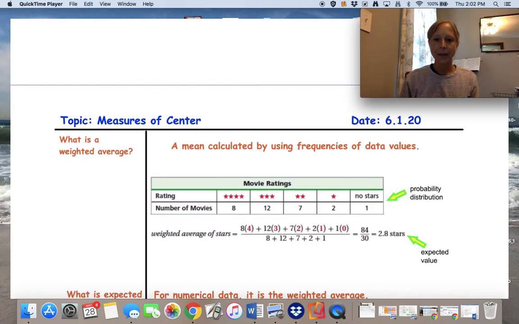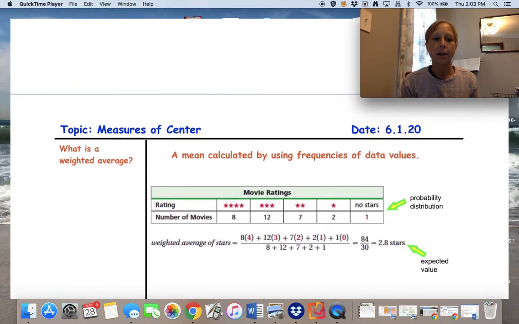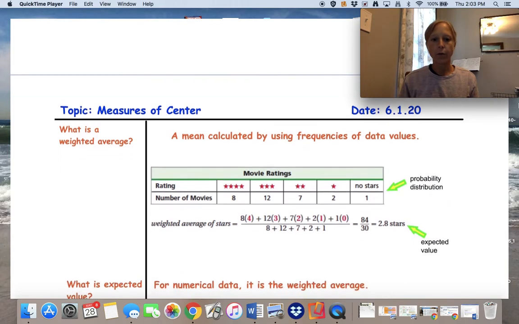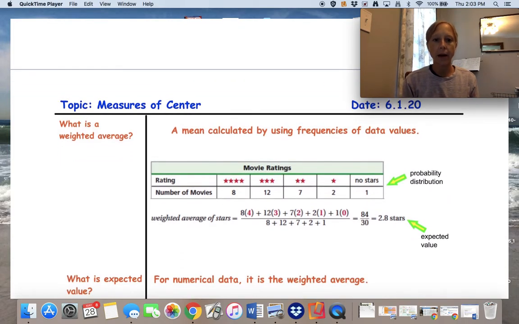All right, so a new topic for today is called a weighted average, or another phrase we have for this is expected value. And what it is, it's a mean that's calculated by using frequencies of data values. A weighted average that you are affected by in your daily life are your grades. We have a weighted average because 70% of your grade is the average of your summative scores, and 30% of your grade is the weighted average of your formative scores. So that's an example of where you would experience this in real life.